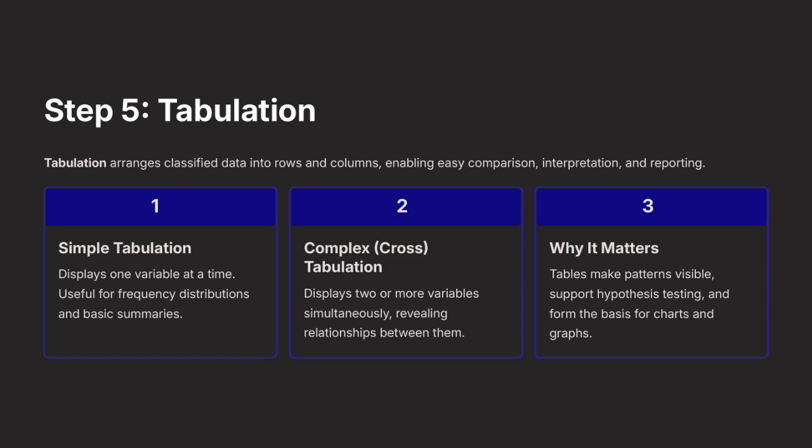Finally, let's talk about step 5, tabulation. Essentially, tabulation is about organizing your classified data into rows and columns. This arrangement makes it much easier to compare, interpret, and report your findings. It's a fundamental step that sets the stage for meaningful analysis and clear communication.